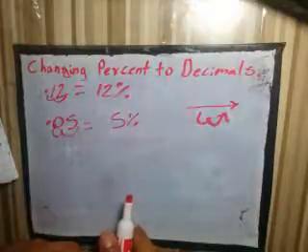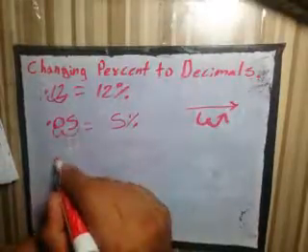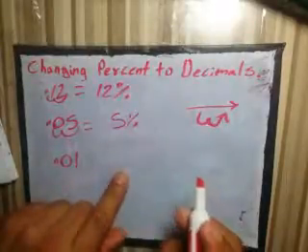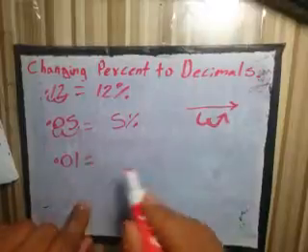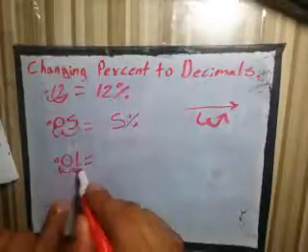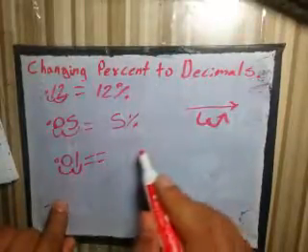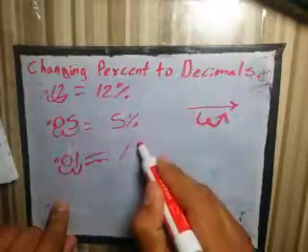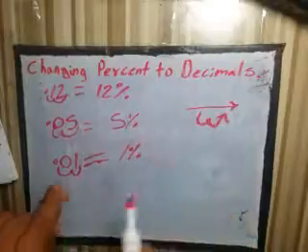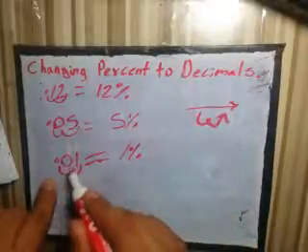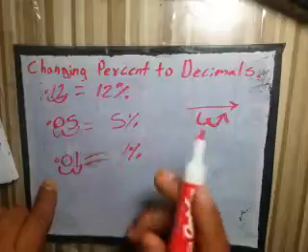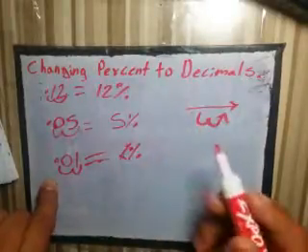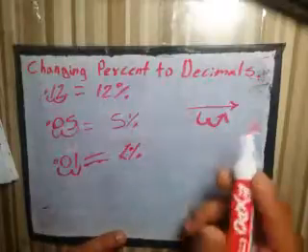Let's do another example. You have 0.01. You want to turn it to percent, so you move two places to the right, and then it will be equal to 1%. Why? Because we move to the right two places, and the 0 on the left side of the 1 doesn't count, and it is 1%. Let's do another one.